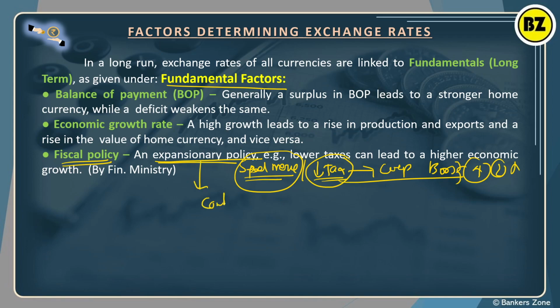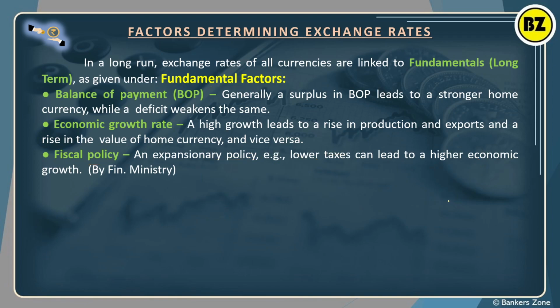Now in the case of contractionary, what will the government do? The government will spend less and increase the tax, so there will be less production, and less production means the home currency, that is the rupee, will be weakened. So less export, weakening the home currency.